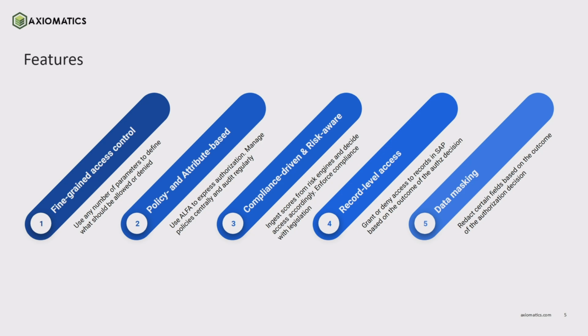Some of the key features of the integration are the ability to apply fine-grained access control on your data. You can use any number of parameters and attributes, such as a user's role or group, or even relationship information. Everything is policy and attribute-based. We use ALFA as the policy language. You can easily reuse your policies across your policy decision points, and you can easily audit your policies for peace of mind. Third, this is compliance-driven and risk-aware.